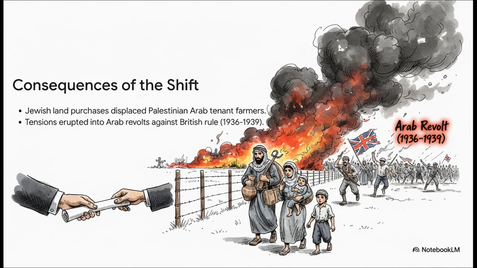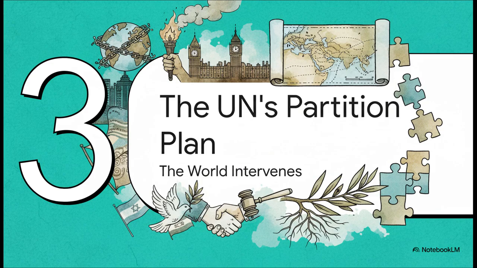As Jewish organizations bought up land, often from wealthy landlords who didn't even live there, the Arab farmers who had worked that land for generations were often displaced. This created a lot of resentment, and tensions just exploded, leading to a major Arab revolt against both the British and against Jewish immigration. Okay, so by the time World War II ends, the situation in Palestine is spiraling out of control. Britain just can't handle it anymore, so they basically wash their hands of the problem and toss it to the newly formed United Nations.